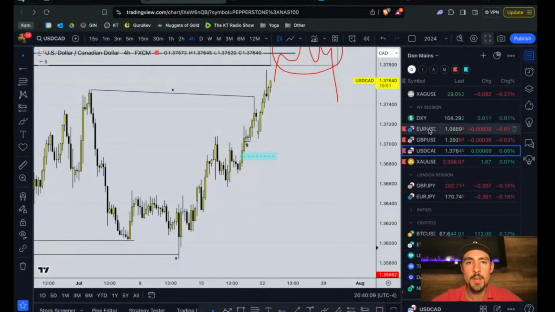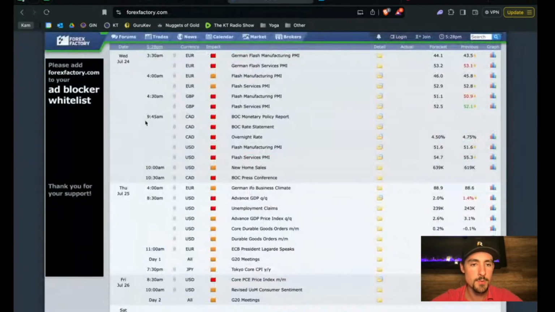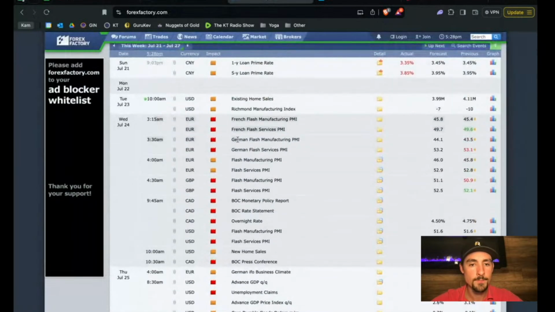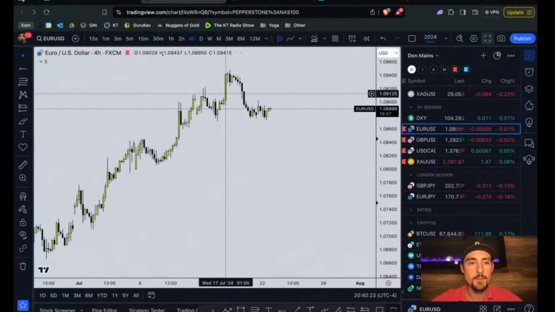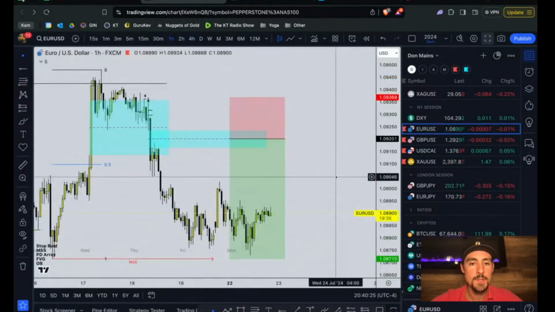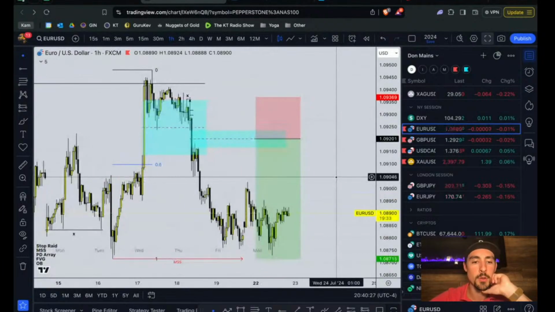So what else do we want to take a look at? Euro, right? Because there's a bunch of Euro news tomorrow morning. Or not tomorrow morning, sorry, Wednesday morning during London session. So yeah, London session Wednesday is going to be quite interesting. This is something that I'm looking for on Euro.